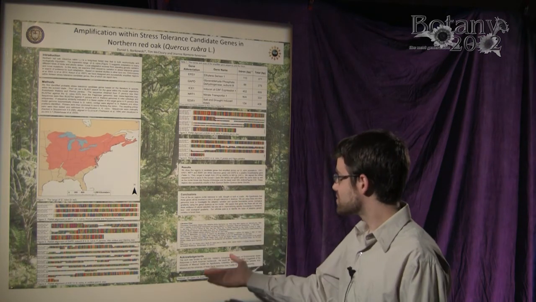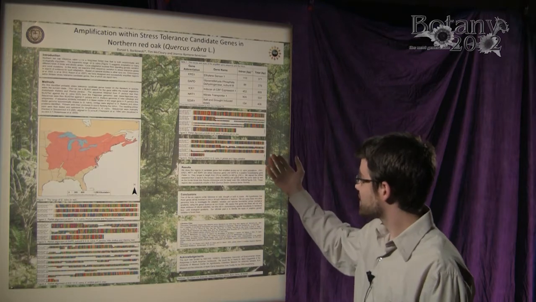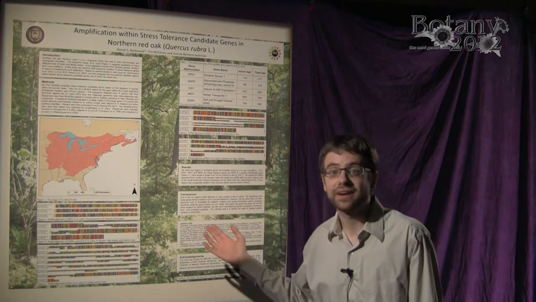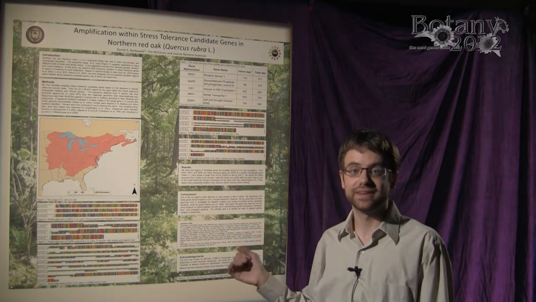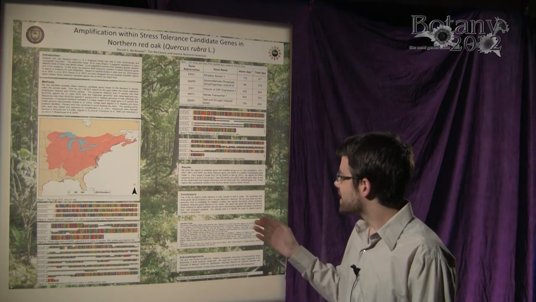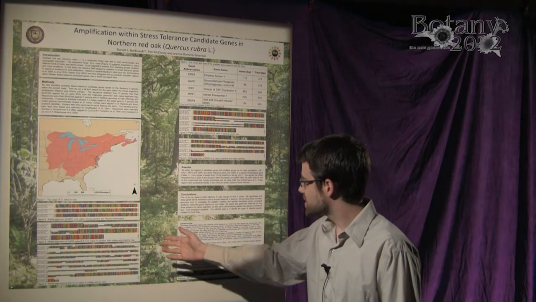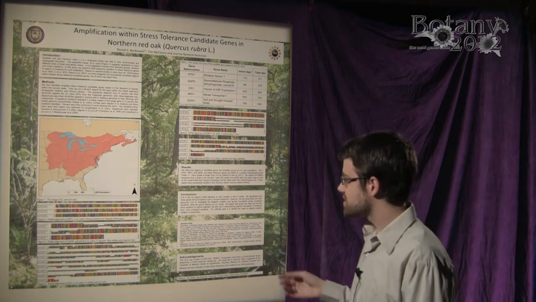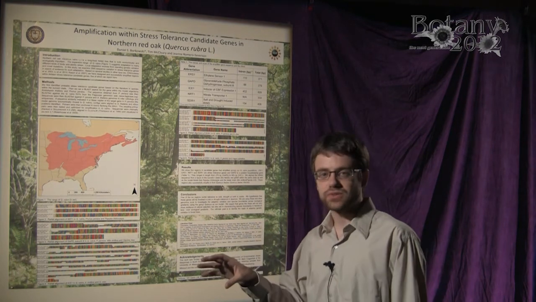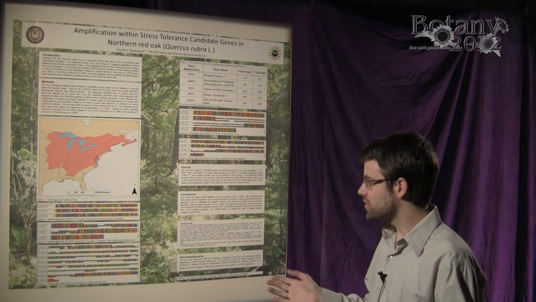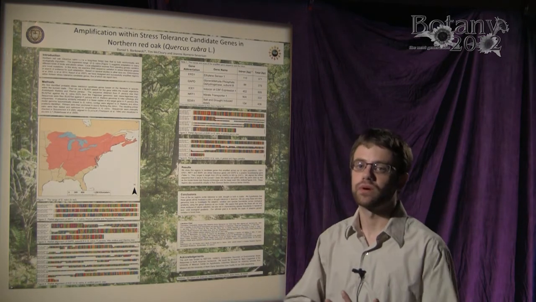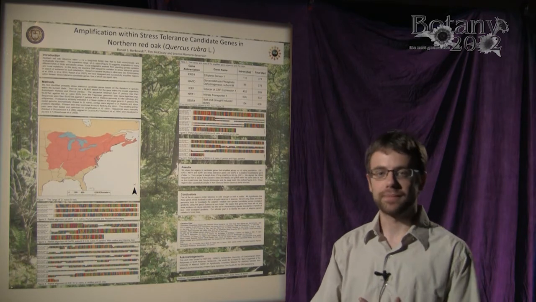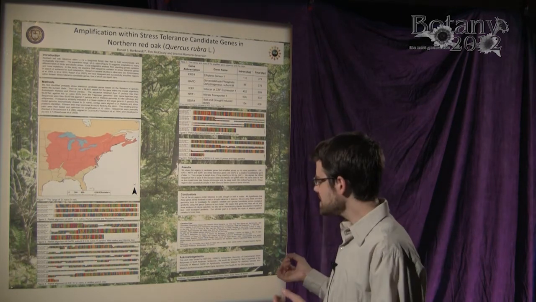So essentially, the results here show 5 out of 13 candidate genes that I was able to amplify reliably. And as you can see here, figures 2 through 6 are alignments of these genes, the regions in Quercus rubra, to these other model taxa, be it peach or Vitis, which is grape, or Populus, poplar.